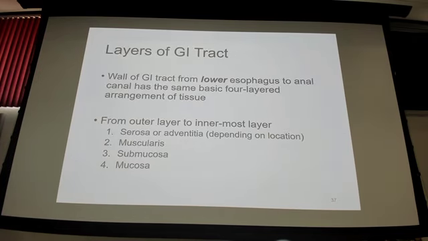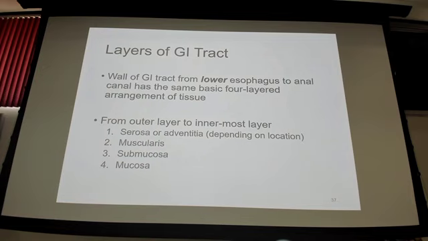In general, these are the layers from outside to inside of the entire digestive tract. Again, it really is a tube, and most of the tube has these properties. We'll highlight as we go through organ to organ which ones are slightly different, but this in general is the setup.